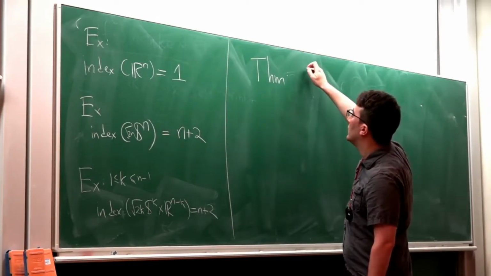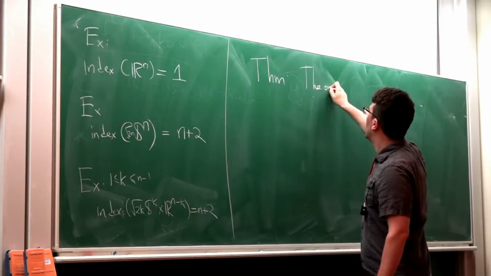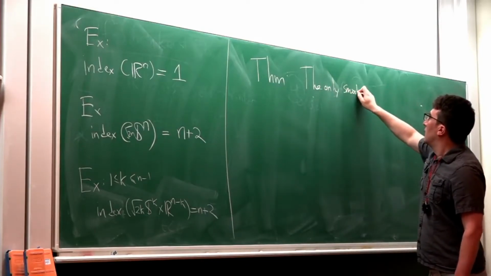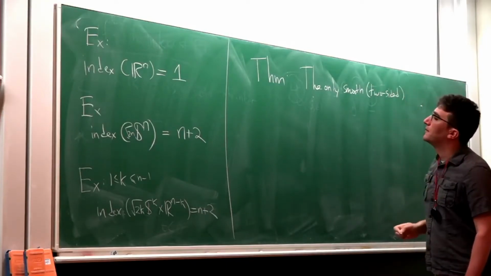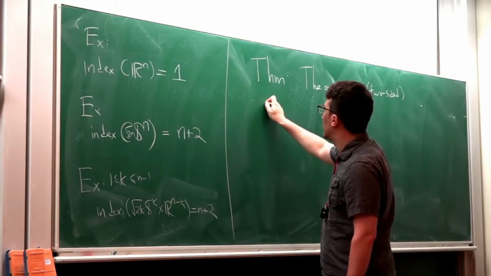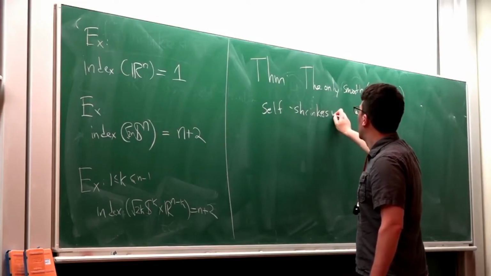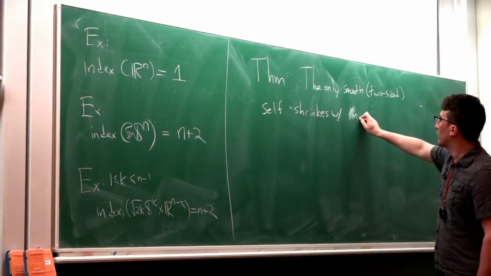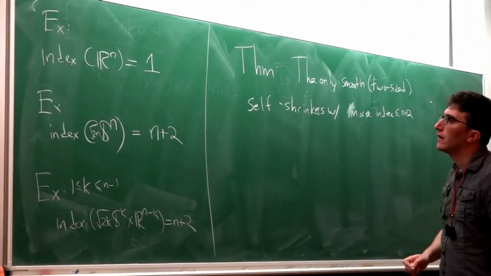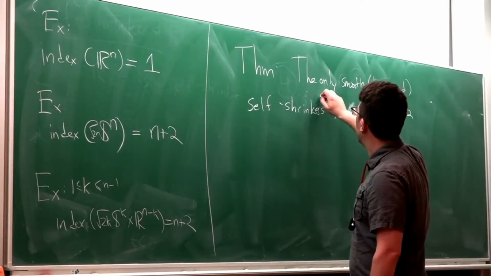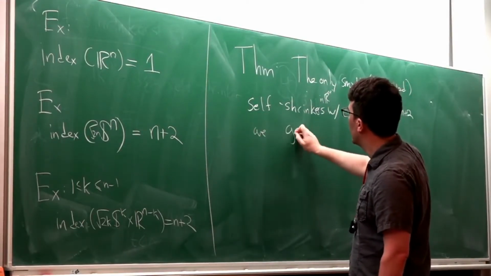So in fact, this theorem: the only smooth two-sided, this is implicit in our definition but I'll mention it, self-shrinkers with the Morse index, are the generalized cylinders.